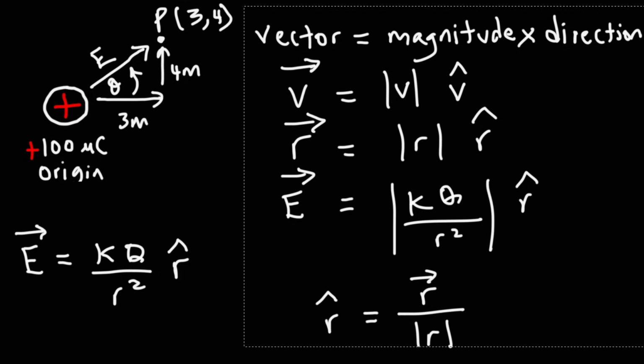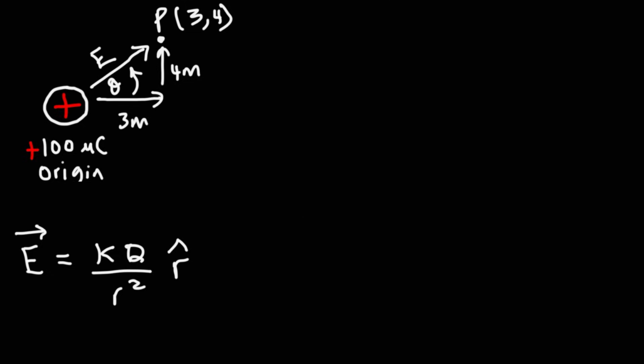So I want to give you an introduction into vectors and how the formulas of vectors work. So now you know what r hat is. R hat is simply the unit vector. So now let's use this formula to get the electric field. We already know the magnitude of the electric field. We calculated that to be 36,000 newtons per coulomb. What we need to do is determine r hat.